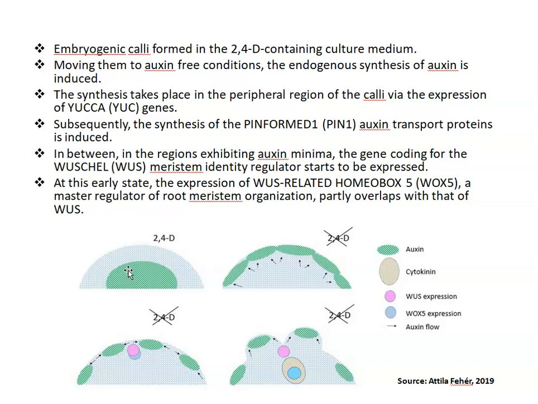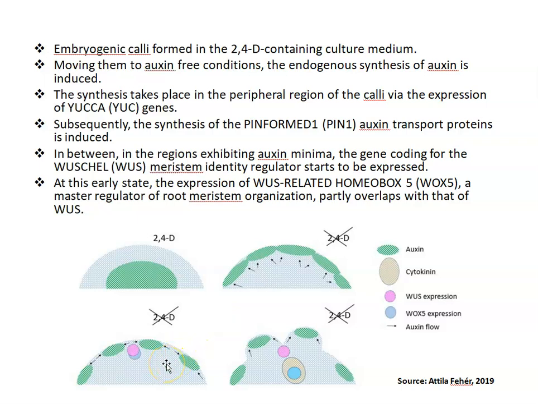Embryogenic calli formed in the presence of 2,4-dichlorophenoxyacetic acid, that is 2,4-D, are blocked. I can see here in the first diagram, this is callus. So this is blocked in development until the removal of this exogenous artificial auxin. Following 2,4-D removal, just look at the second diagram. Endogenous auxins start to get produced and start to accumulate at the periphery due to the directional auxin transport mediated by PIN1 auxin efflux carrier proteins.